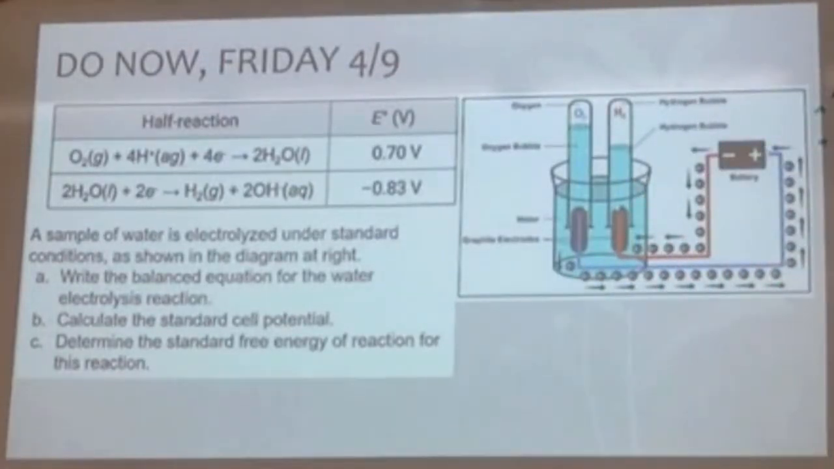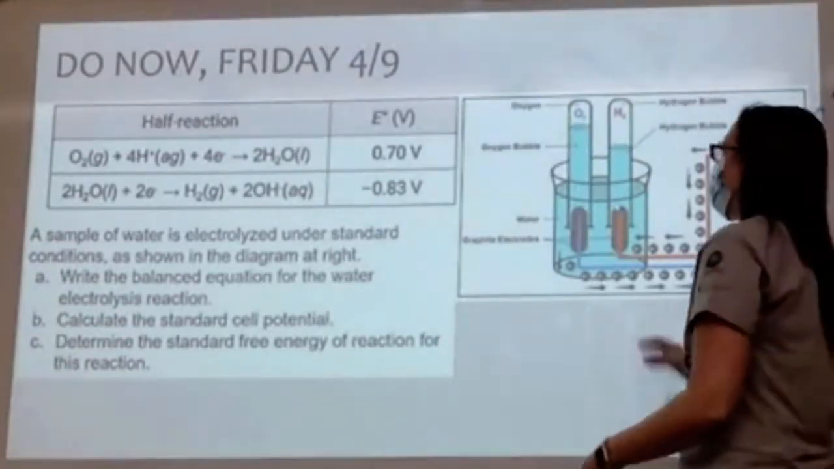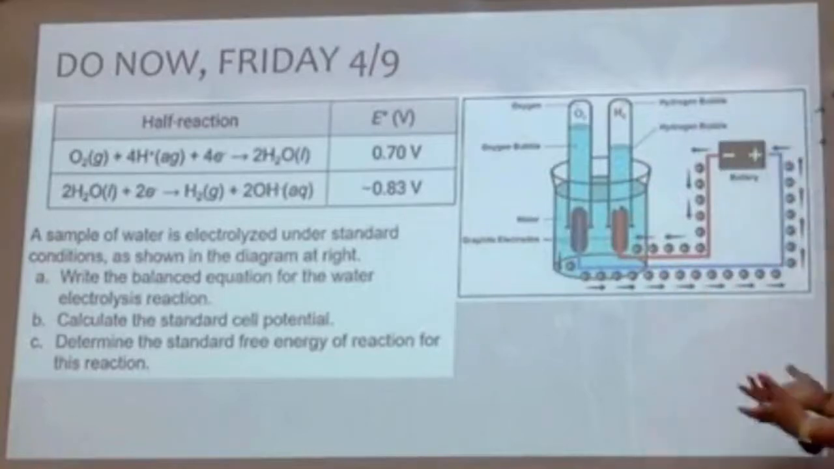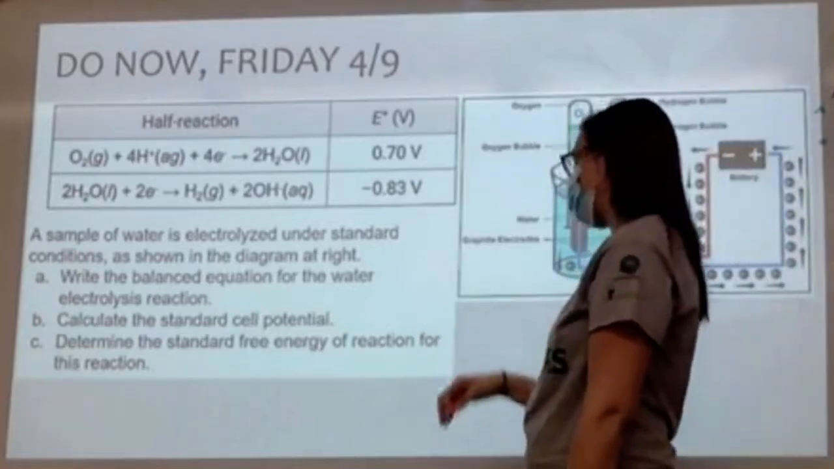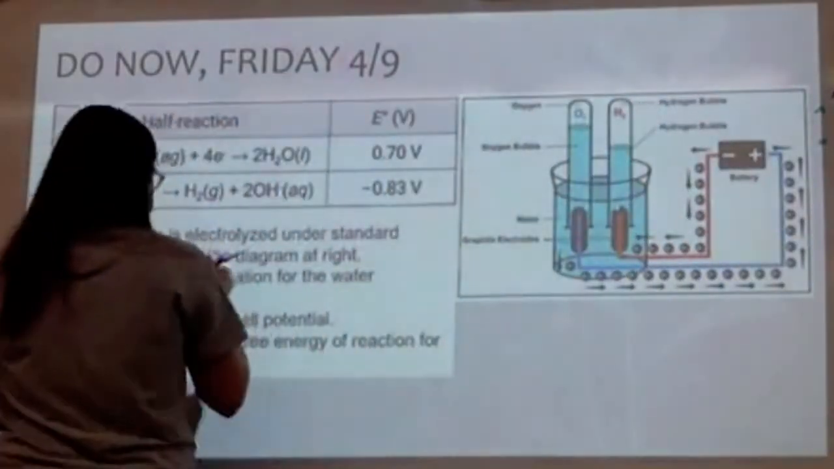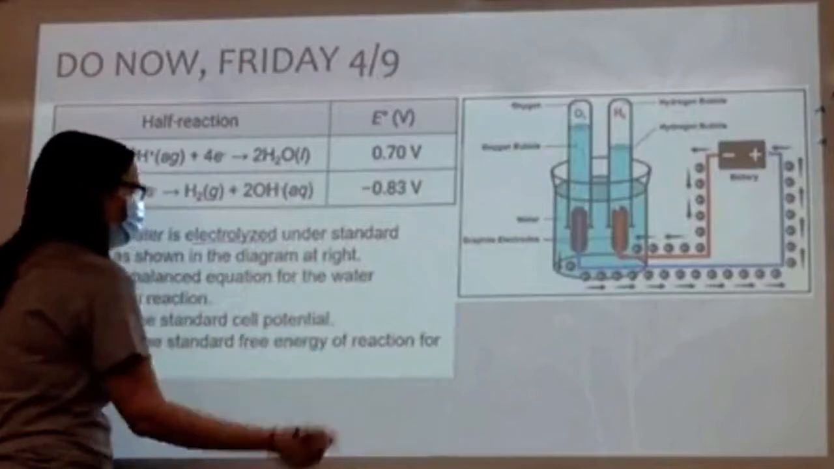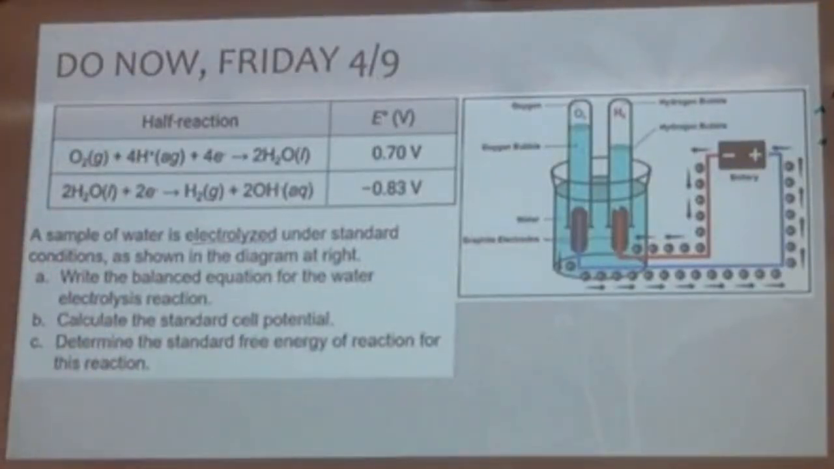We still look at cell potential the same way. We still look at canceling out electrons the same way. It's just the setup of the cell is a little bit different because the reaction doesn't run on its own. So this says a sample of water is electrolyzed. Electrolyzed means it's going to be in an electrolytic cell.